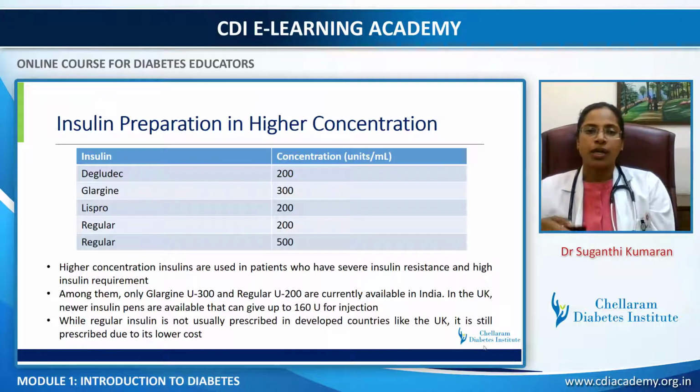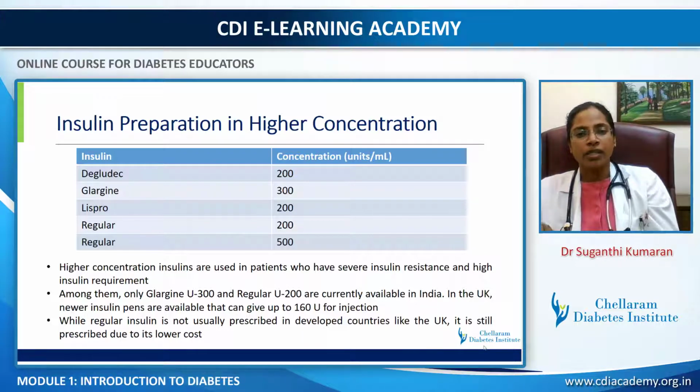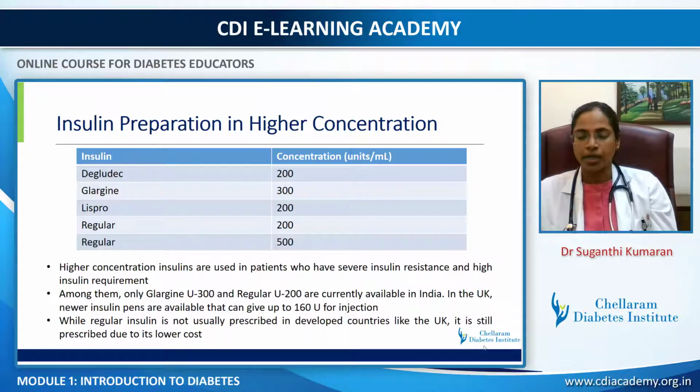So what is the advantage? Higher concentration insulins are used in patients who have severe insulin resistance and high insulin requirement. The advantage is giving a larger dose with a small volume of insulin. Only Glargine U300 and regular U200 are available in India. While regular insulin is not usually prescribed in developed countries like the UK, it is still prescribed due to its lower cost, especially in India.